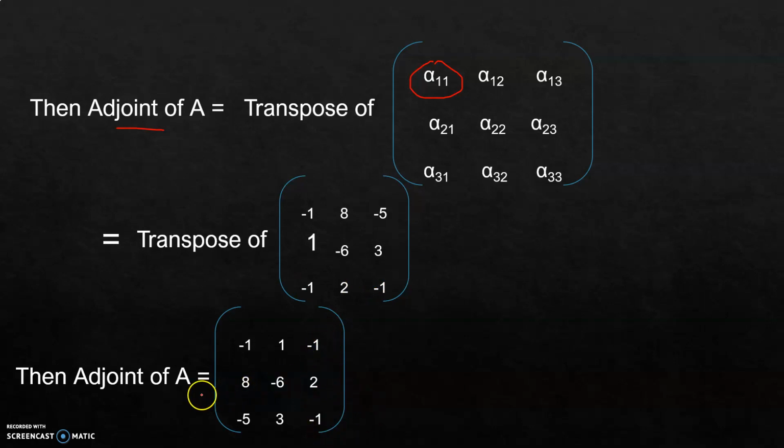So this is the way to find the adjoint of a given matrix. First we need to find the cofactors of all the elements. Then we need to find the cofactor matrix. Then we need to find the transpose of that cofactor matrix. The transpose of the cofactor matrix is called the adjoint of A, or the adjoint of the given matrix. Okay, all this is about adjoint.